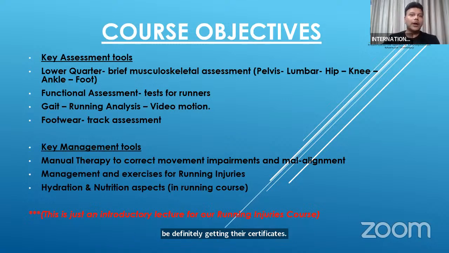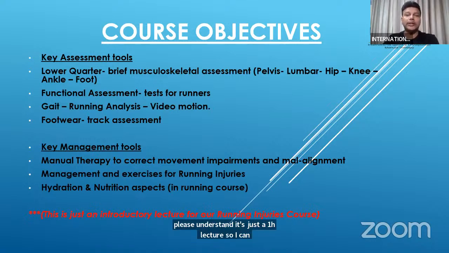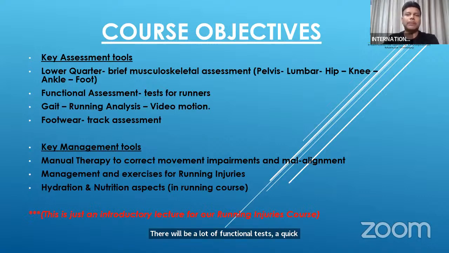Okay. So the objectives of this lecture are to briefly demonstrate the musculoskeletal lower quarter: the pelvis, lumbar spine, hip, knee, and ankle. Please understand it's just a 1 hour lecture, so I can cover only some of them. There will be a lot of functional tests, a quick screening that I'm sure most of you know, but I'll quickly show them. Very simple, but the parameters have to be carefully followed.